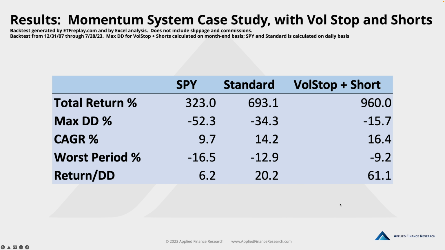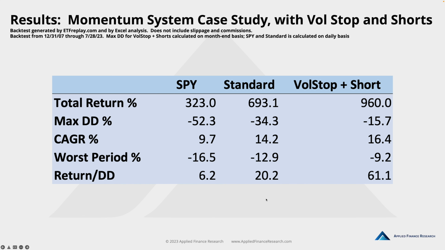And a note here that in these data, the maximum drawdown for the volatility stop and short numbers is calculated on a month-end basis, while SPY and standard are calculated on a daily basis. So it's not exactly apples to apples, but it is enough to give us a bit of an insight when it comes to this particular piece of data for maximum drawdown.